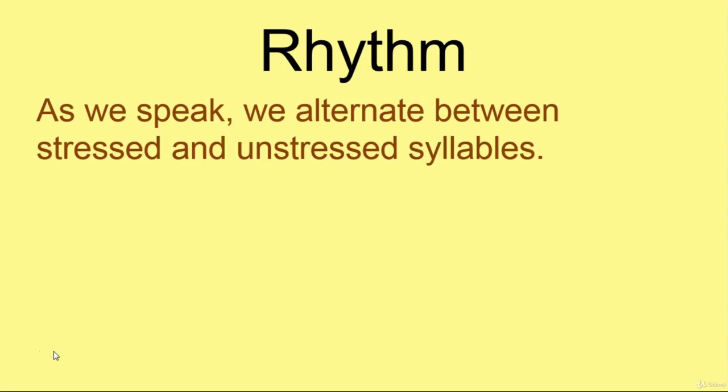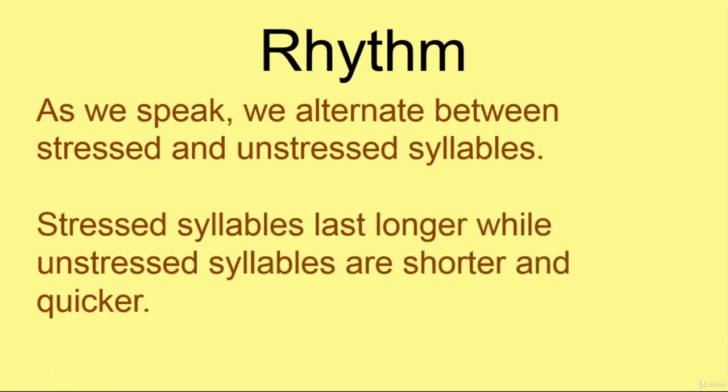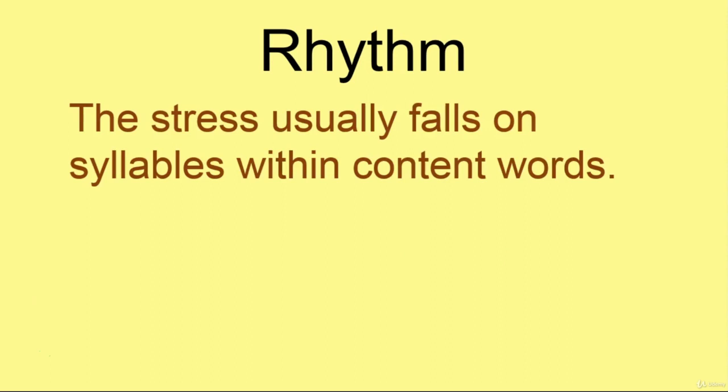What this means is that as we speak, we alternate between stressed and unstressed syllables. English rhythm requires that we use length and loudness to distinguish the more important words of a sentence. It is the stressed syllables which last longer, while unstressed syllables are shorter and quicker. The stress usually falls on syllables within content words.